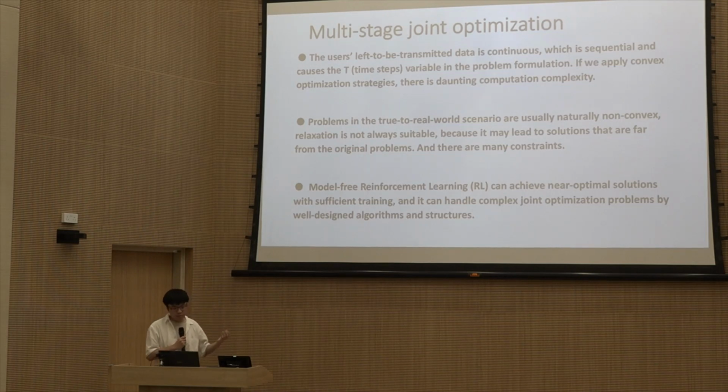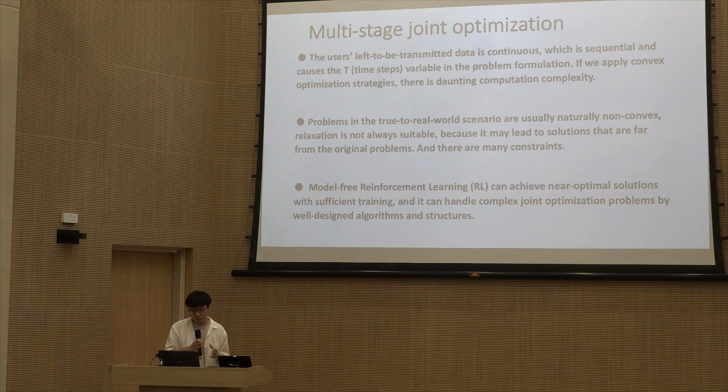And besides, the problems in truly real-world scenarios are naturally non-convex. So relaxation is a good strategy, but it's not always suitable, because it may lead to solutions that are far from the original problem, and there are many constraints, like we need to avoid the inseparable mixed integer linear programming and some other tough stuff. If we use other iterative optimization strategies such as bisection search and outer approximation, this will also lead to a very huge computation complexity.